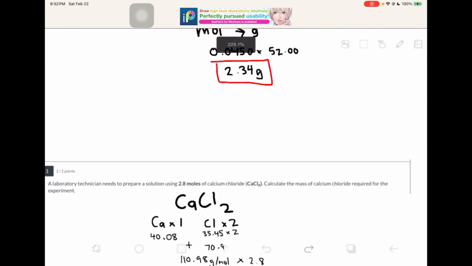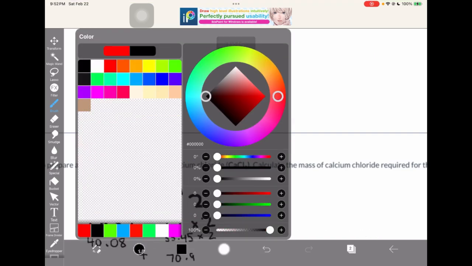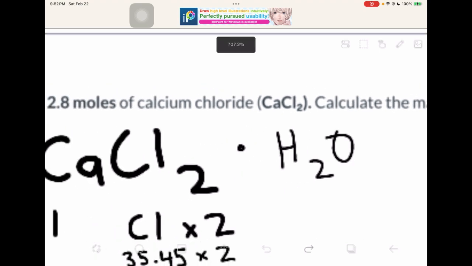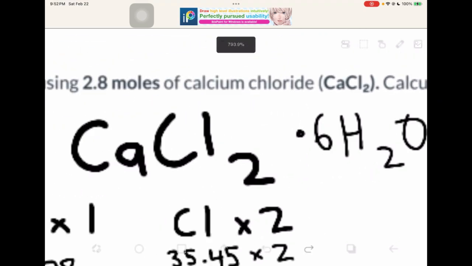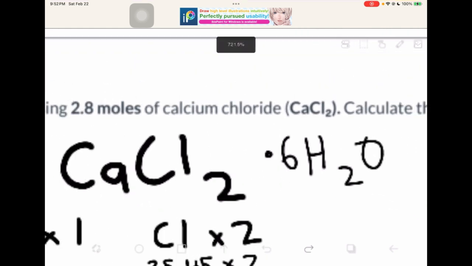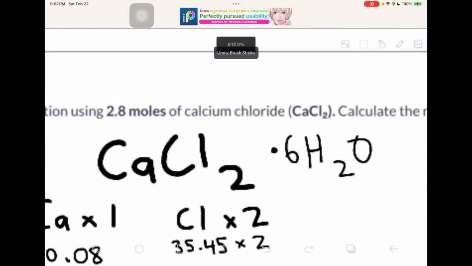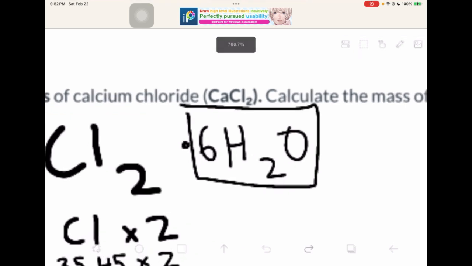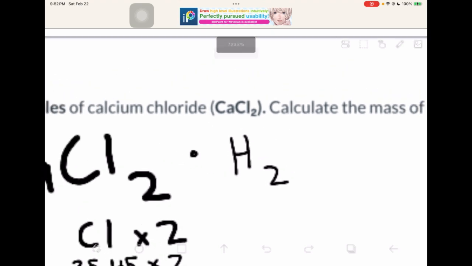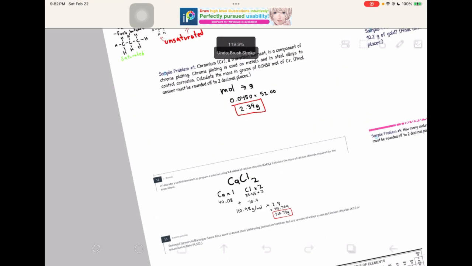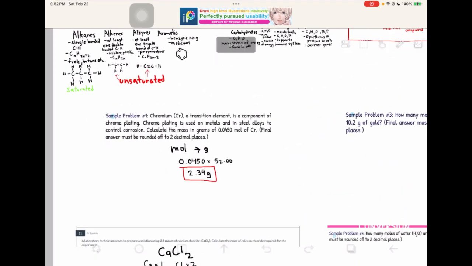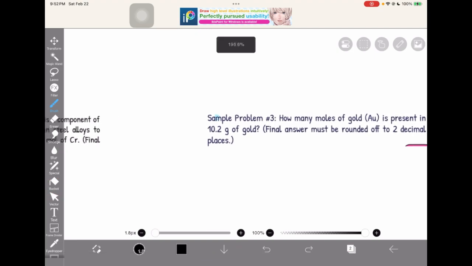Oh, by the way, before I move on, to find molar masses when there's a bonded water, like 6H2O, let's say, you're just going to have to add these together. Find the molar mass of H2O first, and then multiply it by 6. Anyway, we've now converted from moles to mass. Let's do mass to moles.